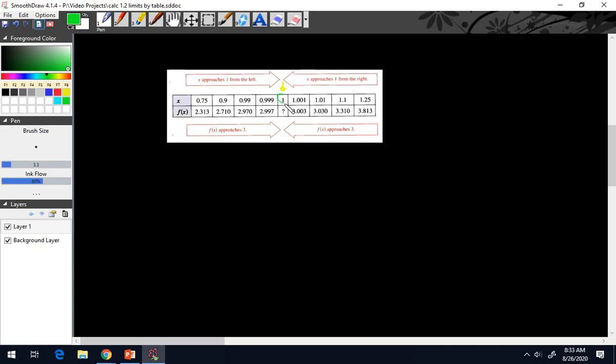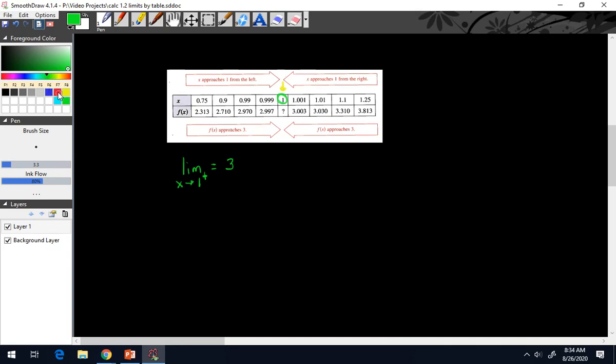So what happens when we approach 1 from the right and we pick really small numbers? What's the limit as x approaches 1 from the right? Here's 1.25, 1.1, 1.01, 1.001. We're getting really close to 1 from the right side, if you think of it as a number line. We look at the y values: 3.8, 3.3, 3.03, 3.003. If we made an educated guess, the y value is going to be 3.